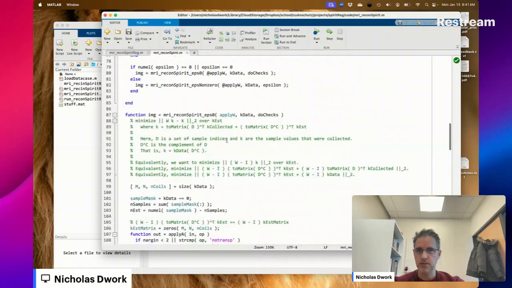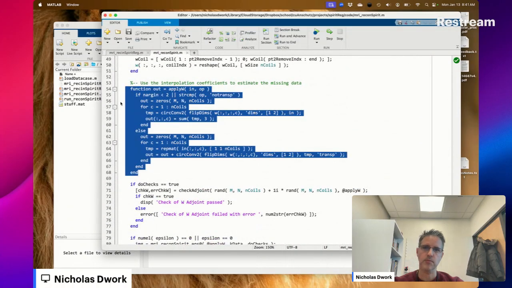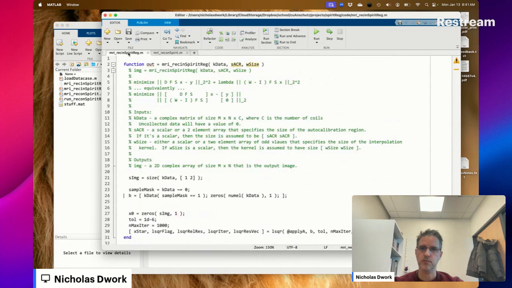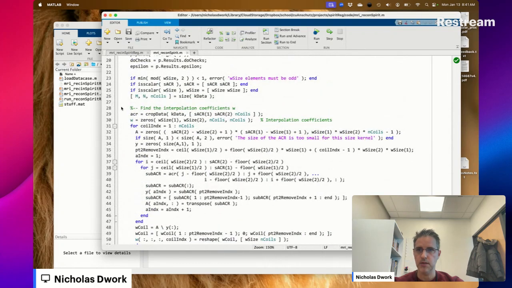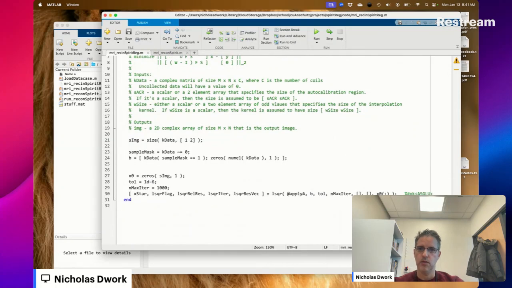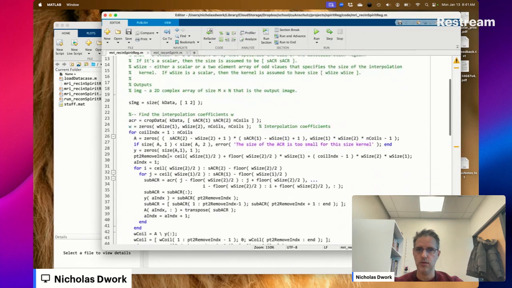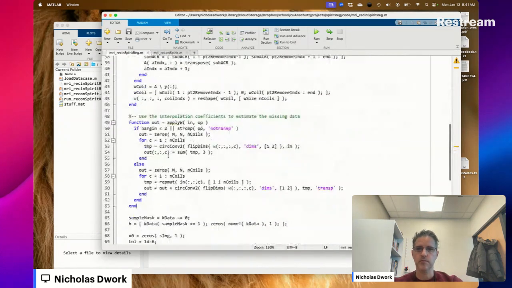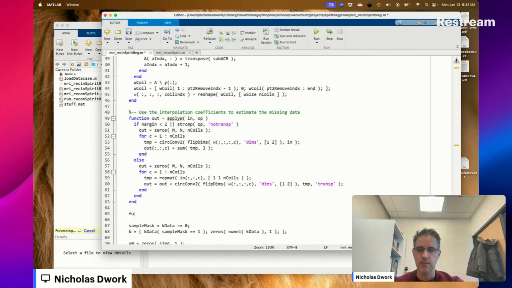We need to apply W. Where's that? And we're going to need W for apply W. Let's put all that in. So here we've got apply W. I'm going to create apply, well, I don't know, I'm going to create apply W minus I.